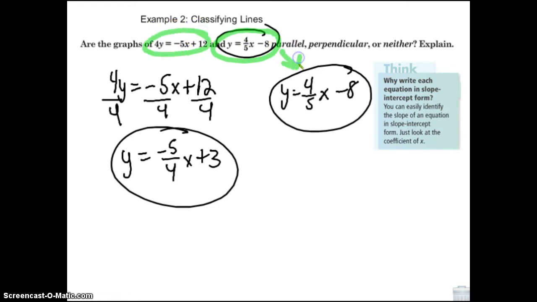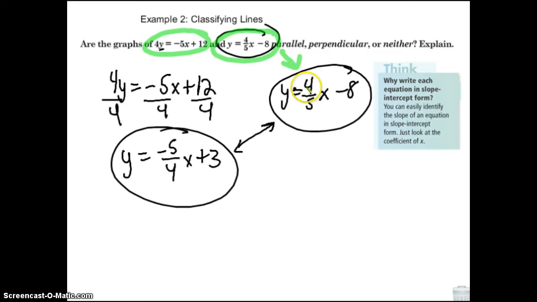As you can see, one of the equations is written in slope-intercept form and the other one is not. So I just left that one as it is, and I had to change this first one into slope-intercept form, which means get y by itself, so I divided everything by 4. I got y equals negative 5 over 4 x, because I just left it as a fraction, plus 12 divided by 4 is 3. So now I have to compare these two slope-intercept forms.